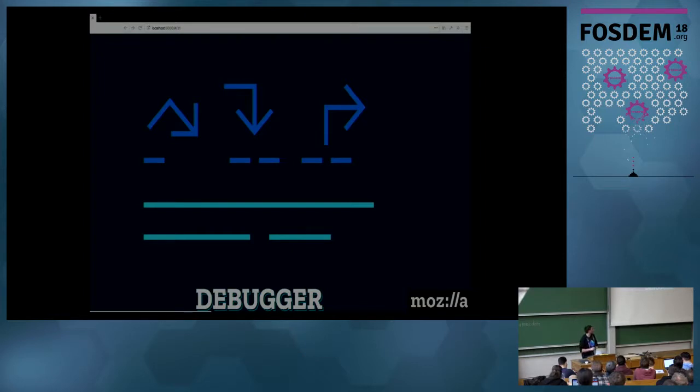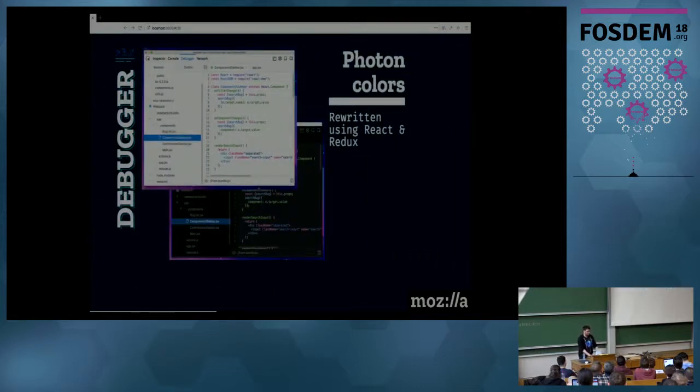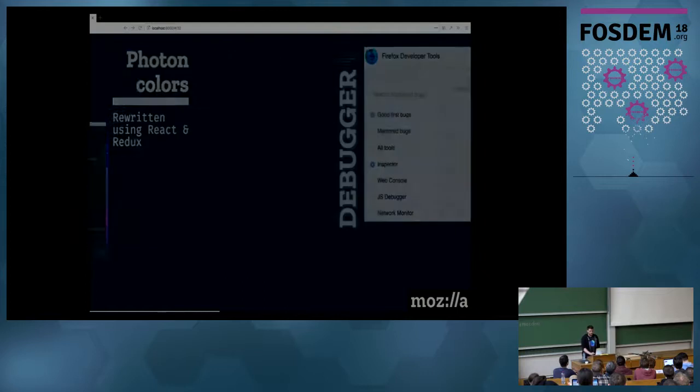OK, so I think we have a good landing page now. So what's next? I heard of a small library. It's called React, made by a small company. So I want to try it out on this page. And because we are building something with JavaScript, I think we have to use the debugger. So last year, we shipped a new debugger using React and Redux, which allowed us to iterate quickly and also have lots of contribution because people are used to those technologies.